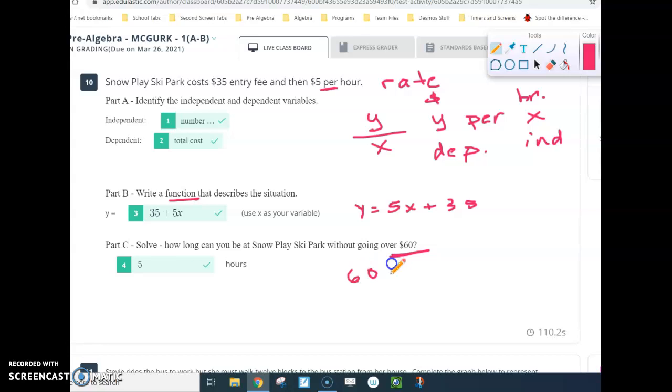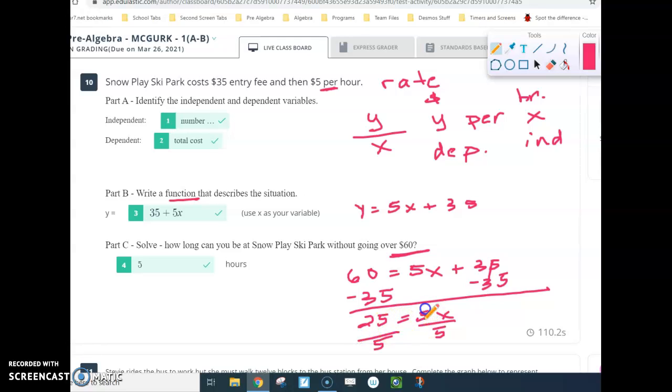So if my total cost is $60 and I know that it's $5 per hour plus 35 for the fee to enter, I can just substitute in and solve for x, the number of hours. And so if I do that, I can say this is 25, and then you guys know how to solve these equations. And so then 5 is the number of hours.